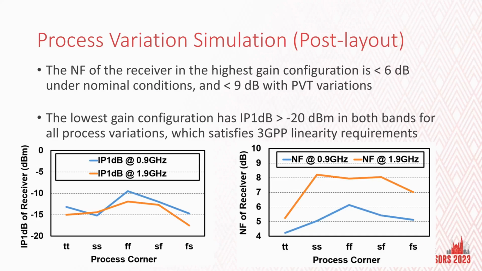Now, the process variation simulation has been shown in this slide. The noise figure of the receiver in the highest gain configuration degrades from 6 dB to 9 dB with process variation and temperature variation. And this is actually within the specifications laid by the 3GPP. The lowest gain configuration also has an input P1 dB specification, which is greater than -20 dBm in both bands for all process variations, which also satisfies the 3GPP linearity requirements.